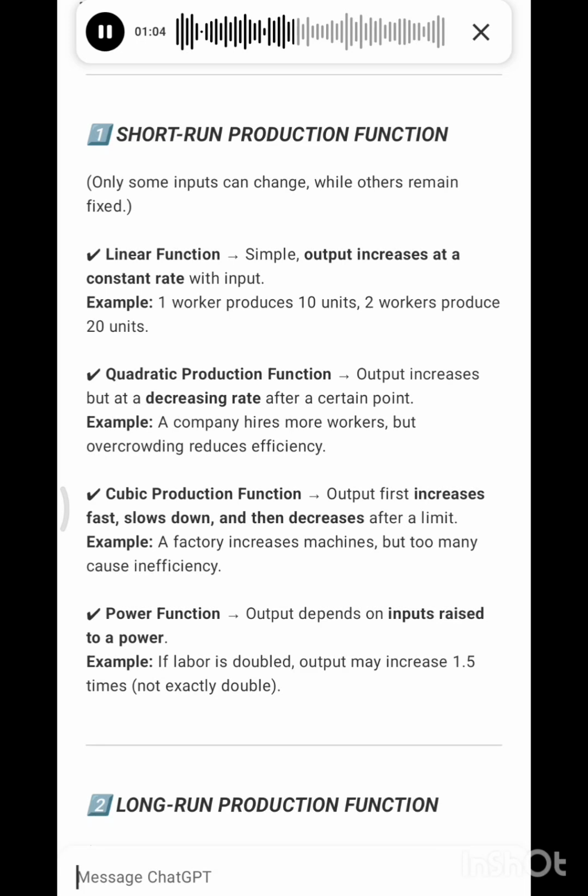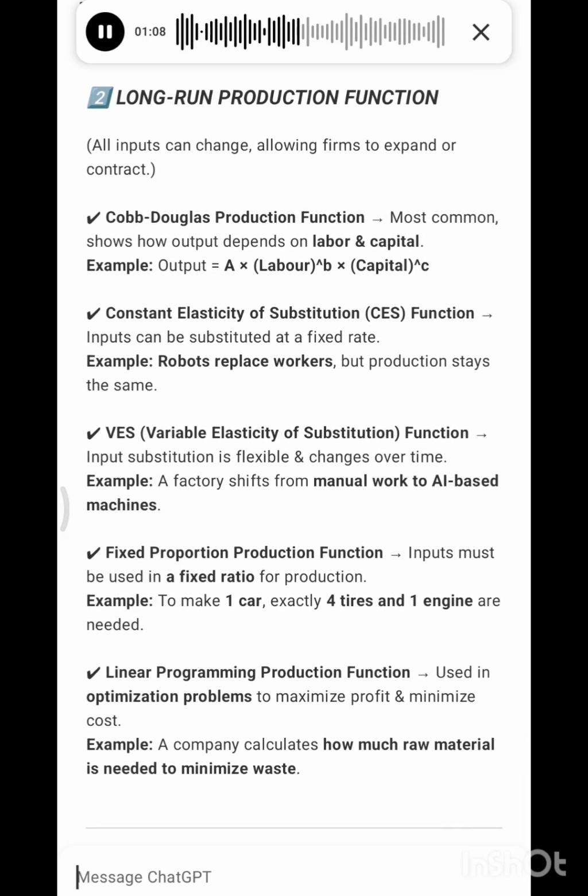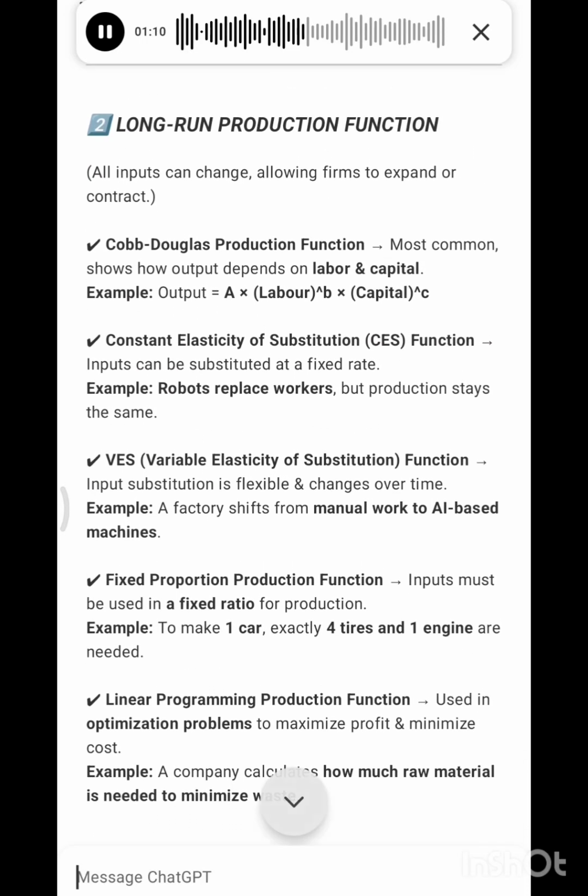2. Long-run production function. All inputs can change, allowing firms to expand or contract. Cobb-Douglas production function, most common, shows how output depends on labor and capital. Example, output equals A, labor to the power B, capital to the power C. Constant elasticity of substitution, CES function, inputs can be substituted at a fixed rate. Example, robots replace workers, but production stays the same.